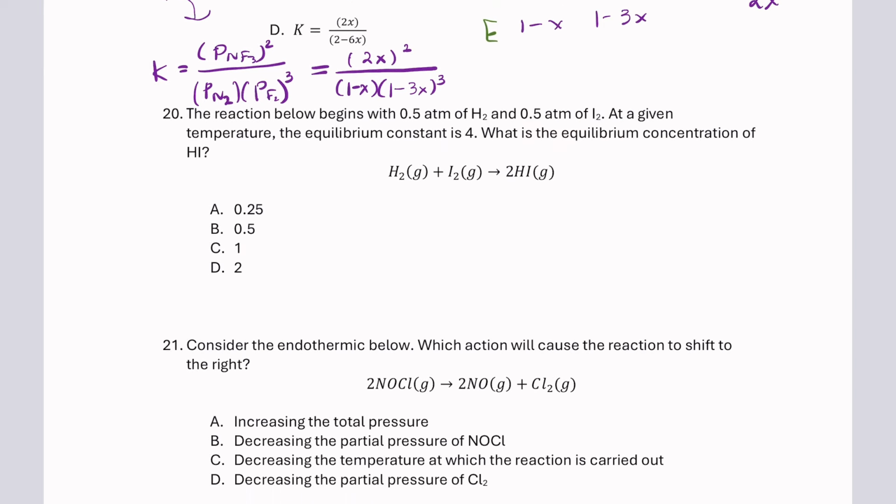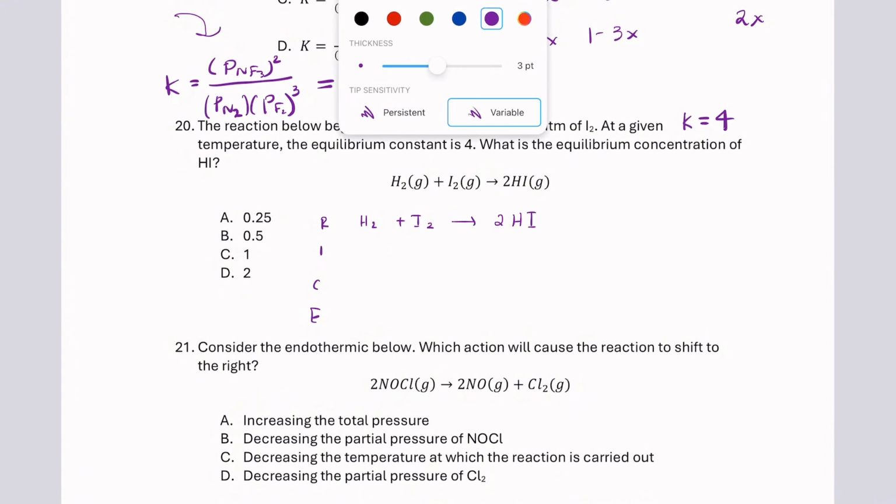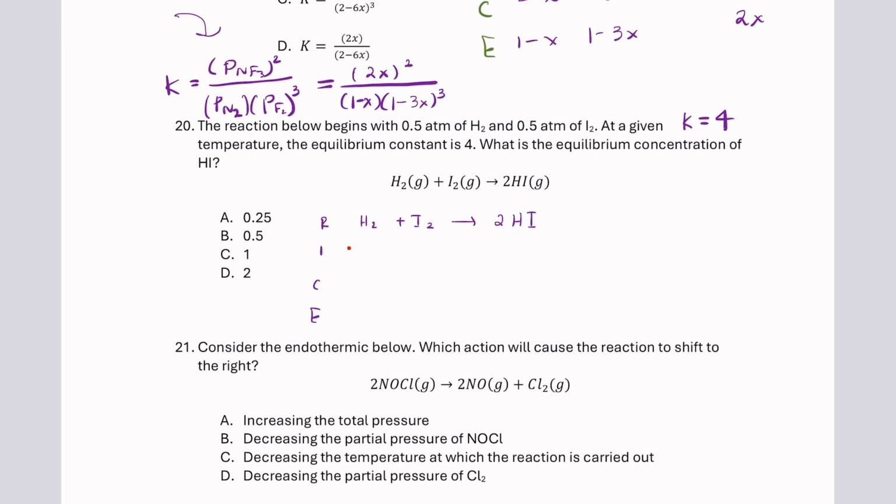Problem 20 says, the reaction below begins with 0.5 atmosphere of hydrogen gas and 0.5 atmosphere of iodine gas. At a given temperature, the equilibrium constant is 4. What is the equilibrium concentration of hydrogen iodide? Now, I'm going to have to also set up a RICE table for this problem in terms of partial pressures. So again, we write out RICE, that's an acronym. R is that top row. R stands for reaction. So I go ahead and rewrite my reaction there.